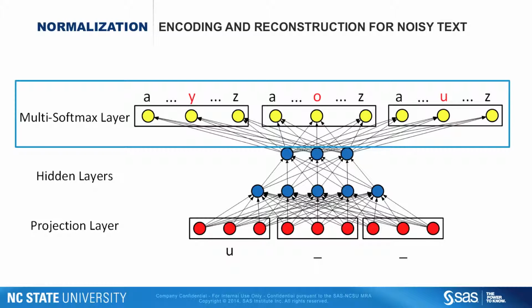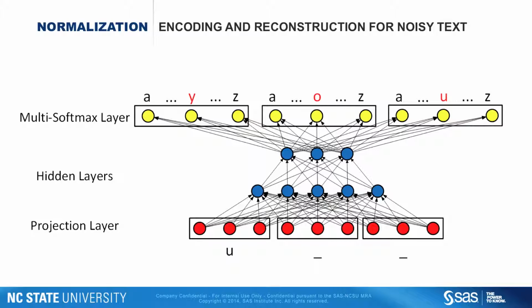And the multi-softmax layer regenerates the word by making a probability prediction for each position in the window. So at position 1, there's a probability that the letter Z is going to show up. And the probability the letter A is going to show up. And the same thing for every letter in the alphabet. And the most likely letter is Y in this case. And same for the second position, the most likely letter is O. Third position, the most likely letter is U. And so we take all the most likely letters and we get YOU.